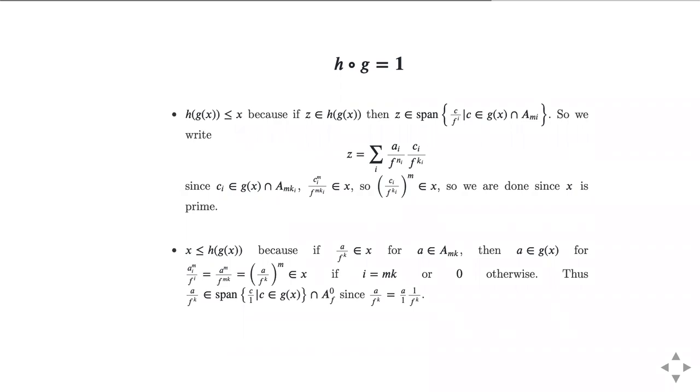Let me just read it again. I'm a little bit lost actually. I see. So actually, here we need to split into two cases, because if i is equal to m_k, then we have the equality here. Otherwise, we'll just have zero. But zero is actually easier to deal with.